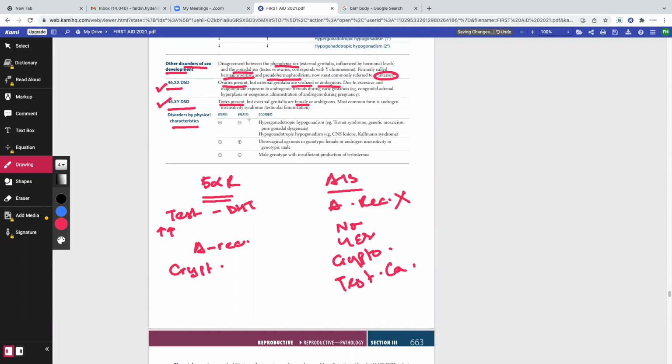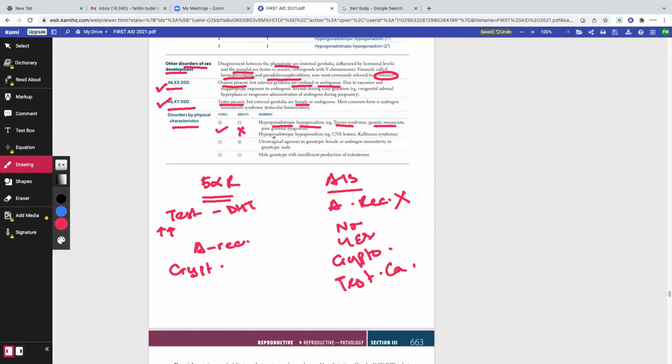If there is a patient who has, let's say, uterus, right? Uterus is there, but the mammary glands are not there, right? The uterus is there and the mammary glands are not there. We call this hypergonadotropic hypogonadism, meaning that everything is functioning pretty well, but the ovaries, for example, are not producing enough estrogen. As a result, these patients can have Turner syndrome, genetic mosaicism, or pure gonadal dysgenesis.